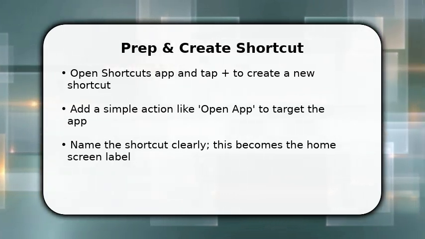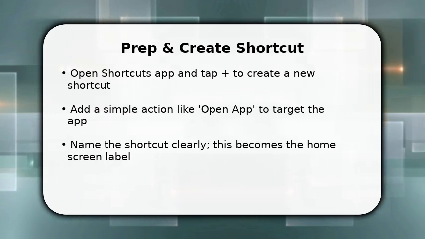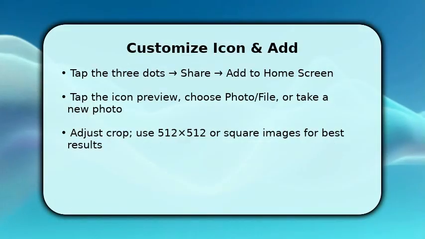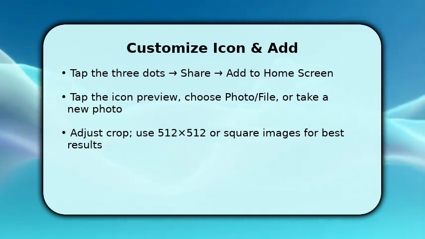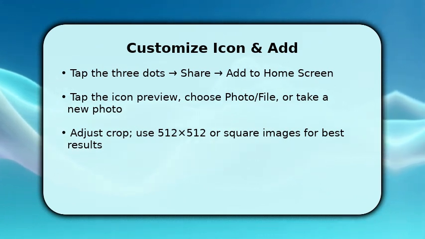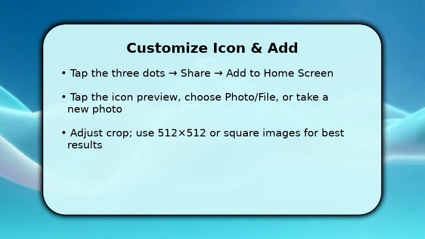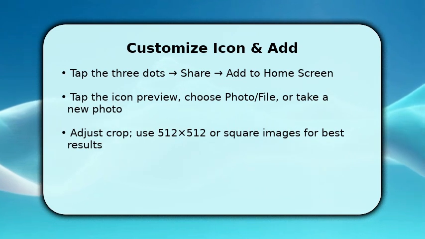If it works, proceed to the next step to customize the icon and prepare for placing it on your home screen. Next, open the shortcut details, tap the three dots, then choose Share and Add to Home Screen. Here you tap the icon preview and select Photo, choose File, or take photo to use a custom image. Pick a square or 512 x 512 image for optimal clarity.